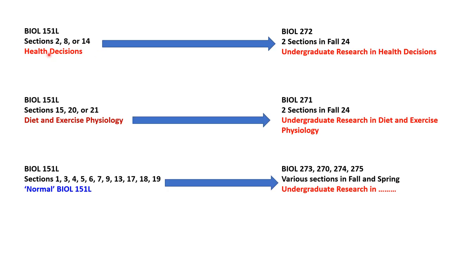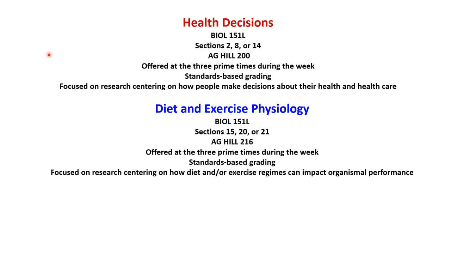So again, you're not locked in here, but the idea is more of this schematic where you have 2 semesters that you are involved in a particular research topic. You learn the skills and the methods that are involved in that topic, and you spend the majority of that fall semester conducting your own research project. Okay. So again, health decisions, sections 2, 8, and 14, all in AG Hill 200, offered 3 times a week, standards-based grading focused on how we make our health and healthcare decisions.